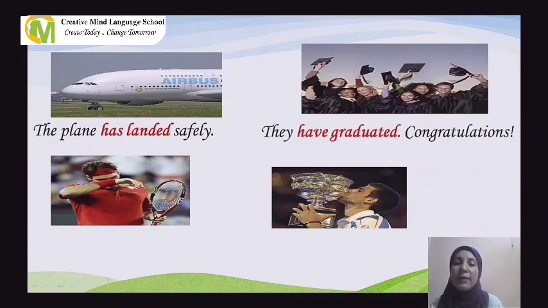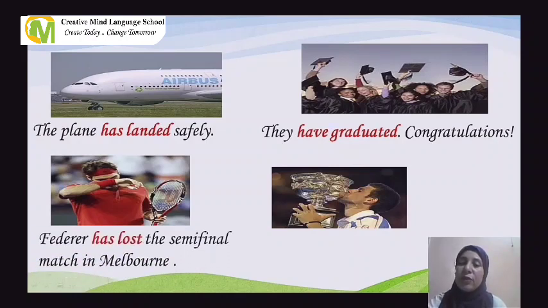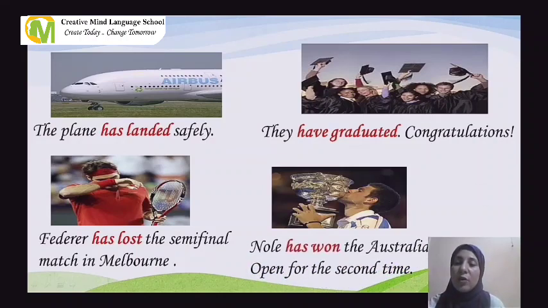They have graduated. Where is the verb? Is it have or graduated? Federer has lost. Where is the verb? Has or lost? Mo has won. Where is the verb? Has or won?